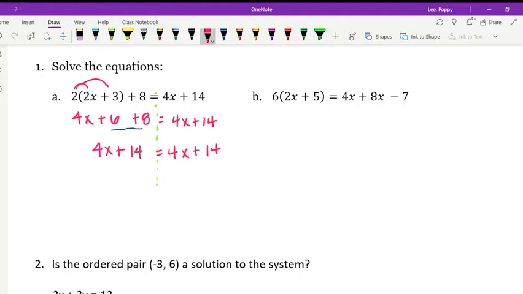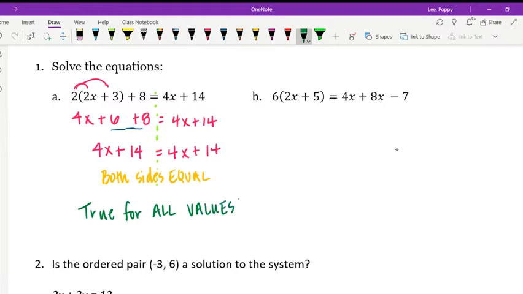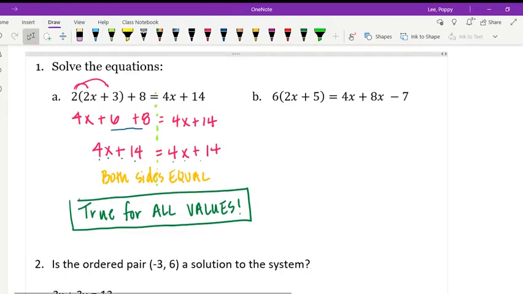If you're looking at this, hopefully you're realizing that both sides are equal. If both sides are exactly the same, meaning I have 4x plus 14 on one side and 4x plus 14 on the other side, the answer to this is not one solution. It's true for all values. This is true for all values because no matter what we plug in for x, multiply by 4, add 14, it's going to be the same exact thing on the other side. So this right here is technically your answer, true for all values.